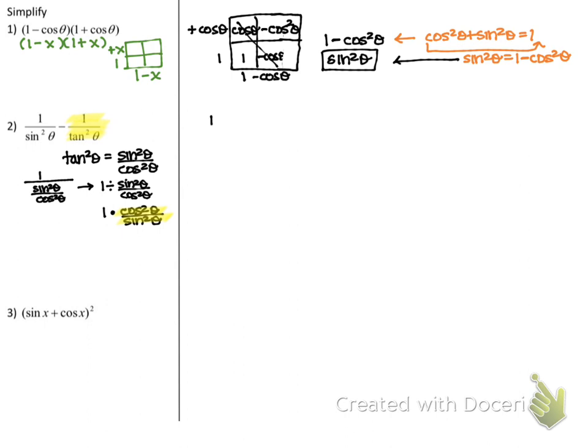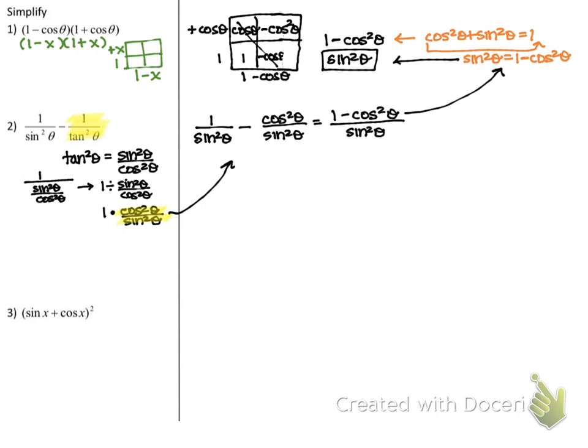So I have 1 over sine squared theta minus, take the stuff that I just got and plug that in, cosine squared over sine squared. If the denominators match, which they do, you can keep the denominator and do the math on top. Well, the math on top is 1 minus cosine squared, but 1 minus cosine squared is sine squared. So this is sine squared theta all over sine squared theta, but sine divided by sine is 1.